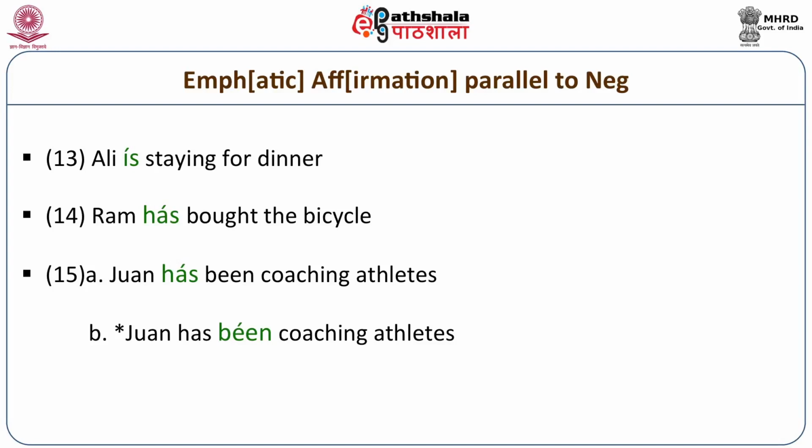Now, just as not is associated with the first auxiliary if there is a sequence of two auxiliaries, likewise emphatic affirmation, when it sees a sequence of two auxiliaries, gets attached to the first and not to the second. Thus you get Juan HAS been coaching athletes. You cannot say Juan has BEEN coaching athletes. Juan has BEEN coaching athletes is ungrammatical.